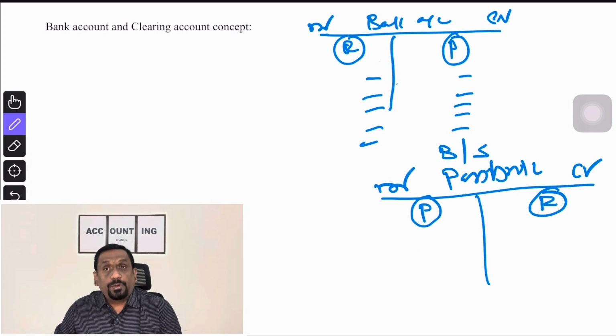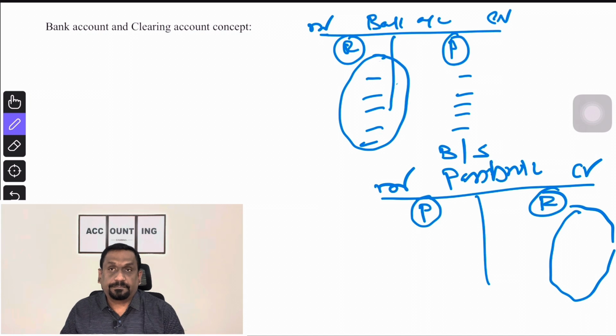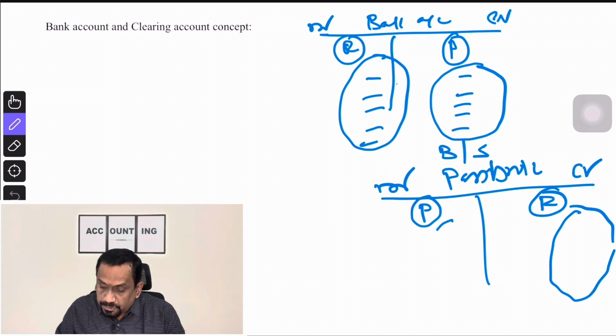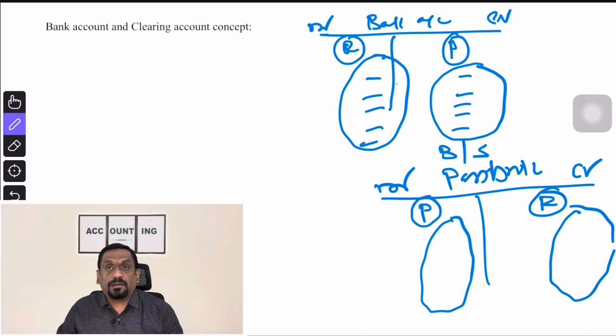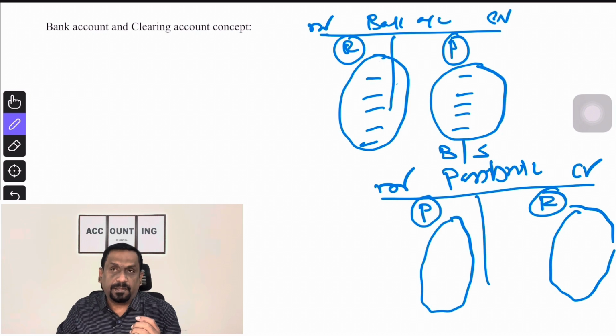Clear? So all receipts posted in our bank account will be matched to all receipts posted in the passbook credit side. Whatever payments are posted in the payment side of our bank account will be matched to the payments recorded in the debit side of the passbook. This is how we do the comparison, matching. And after matching, we start ticking, right? Okay, I have one receipt here, the same receipt is already posted in the passbook. I have one payment here, the same payment has already been posted in my passbook.